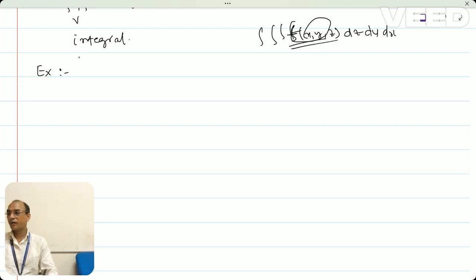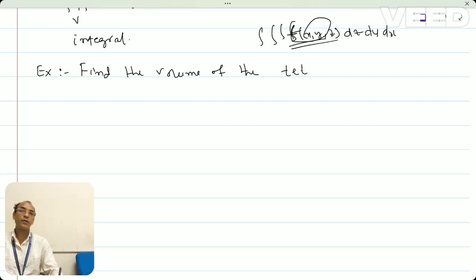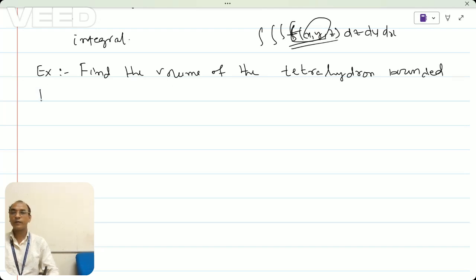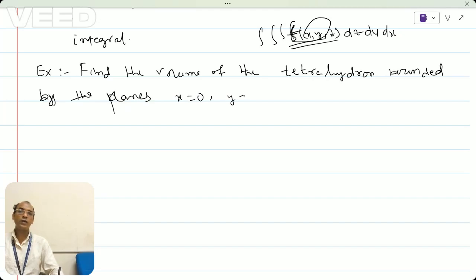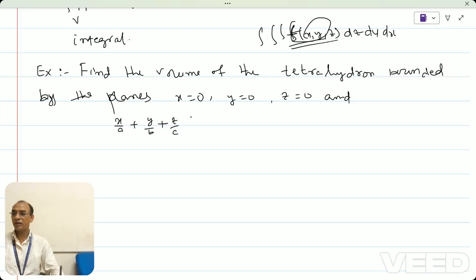Example: find the volume of the tetrahedron bounded by the planes x equal to 0, y equal to 0, z equal to 0, and x by a plus y by b plus z by c equal to 1.